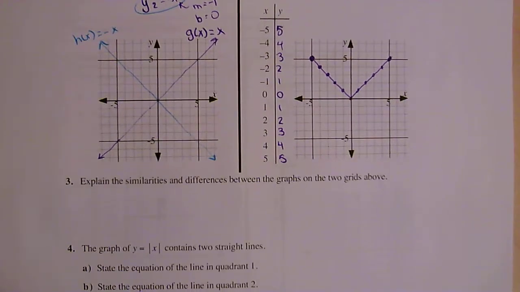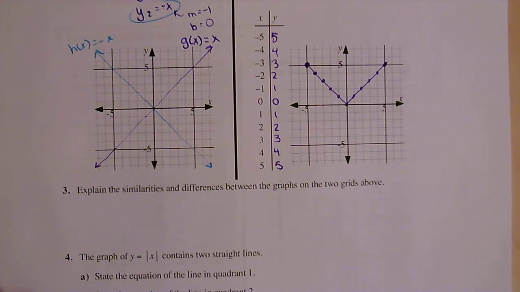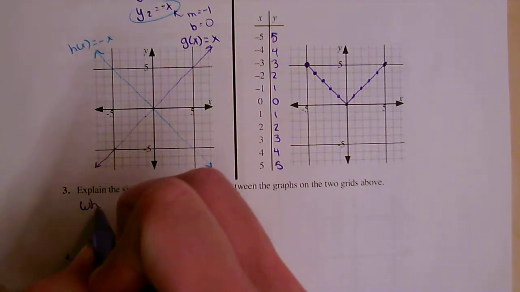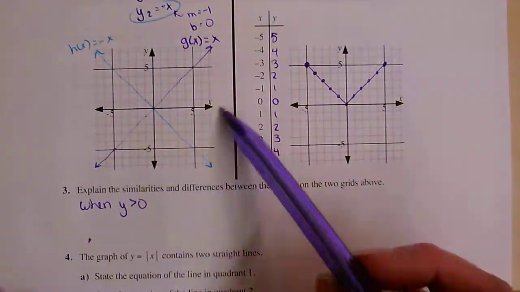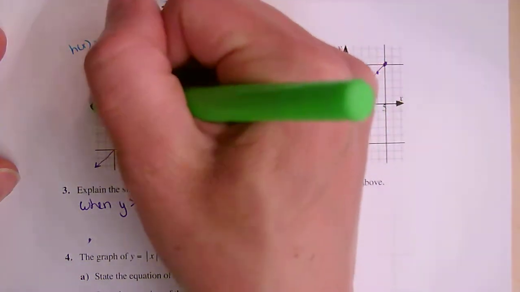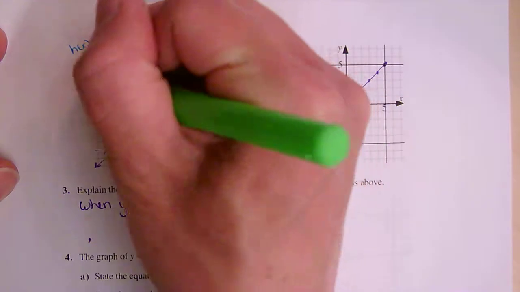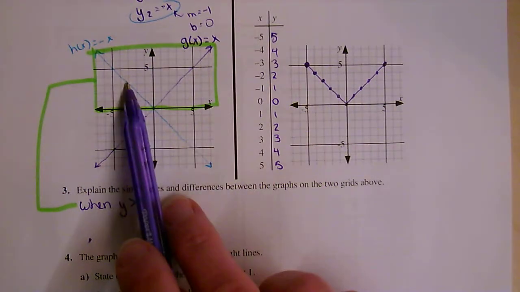Okay, so explain the similarities and differences between the graphs on the two grids. First off, when y is greater than 0, that would be in this section right here. So do I have a yellow highlighter somewhere? Dang, I don't know where it is. Well, I'm just going to lay this. So when y is greater than 0, those graphs look the same as the combined graph.